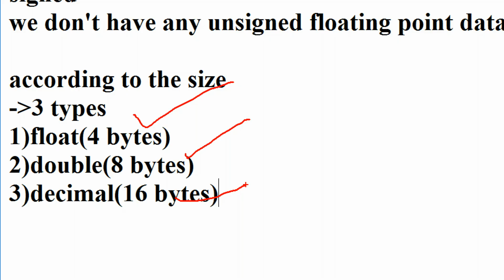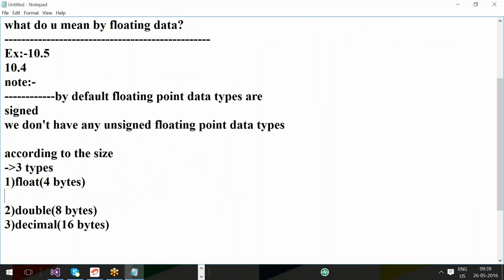You can use double for salaries. 8 bytes, that is 8 into 8, 64 bits, so you can use that for salaries. Decimal you can use for a huge amount of floating data. We'll discuss one by one, then you can understand.